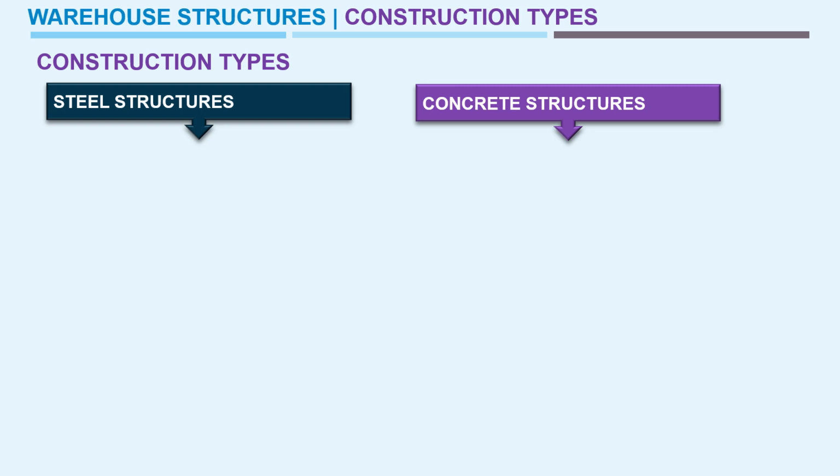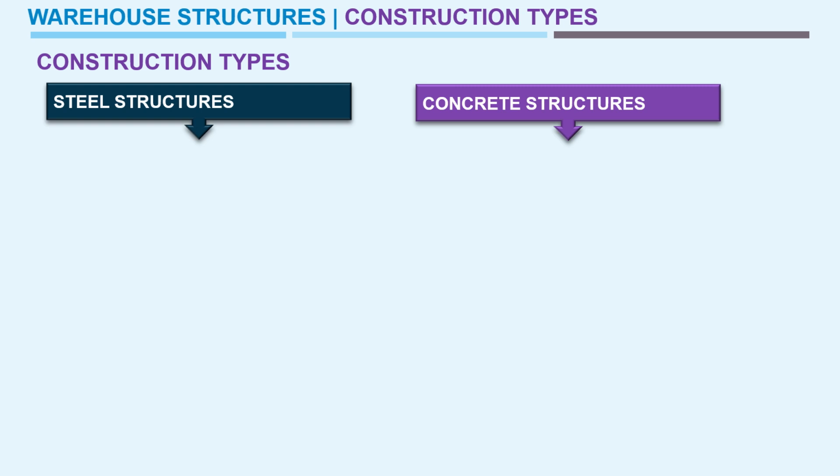Also in practice there is another construction type, that is underground structures. We are not going to cover underground structures in this video because it has so many challenges in design and construction. So let me look into these two major parts, which are the predominant construction types in warehouse structures.